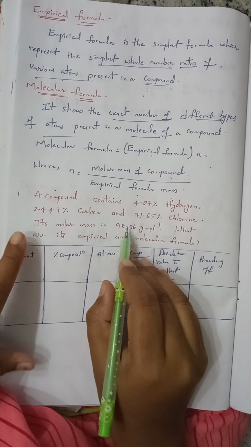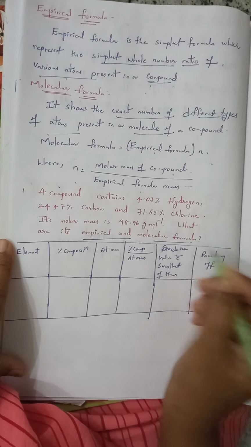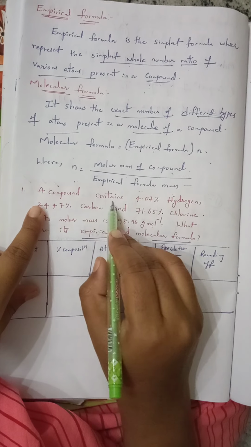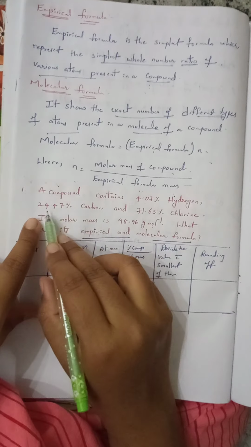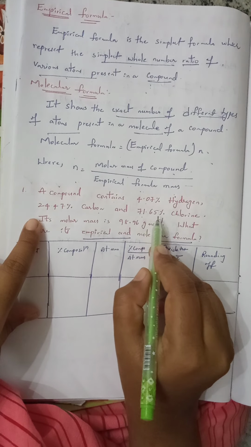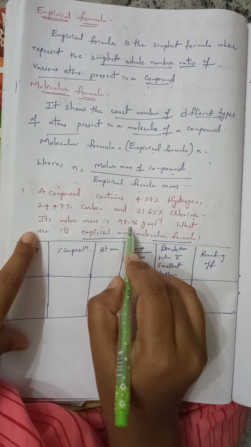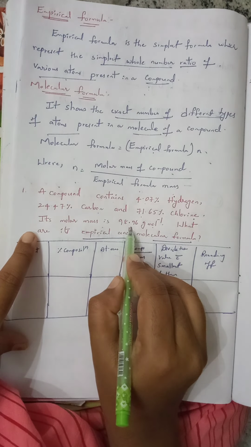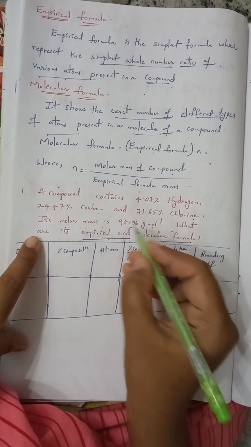Here is the problem related to finding the empirical formula and molecular formula. A compound contains 4.07% of hydrogen, 24.47% of carbon and 71.65% of chlorine. Its molecular mass is 98.96 gram per mole. What are its empirical formula and molecular formula?